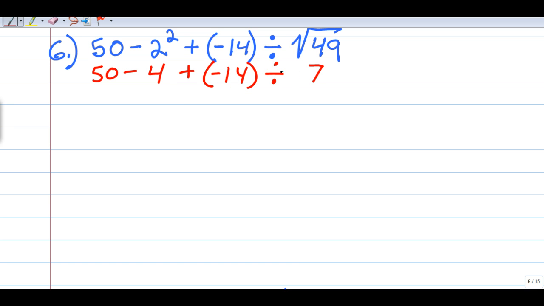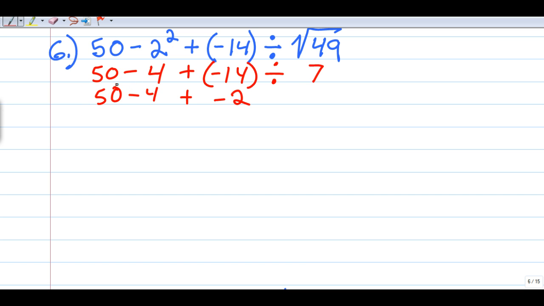We're now ready to move on to step number 3. Step number 3 says to take care of any multiplication division from left to right. As we read left to right, the first one we see is negative 14 divided by 7. This equals negative 2. We'll carry down again anything else that we have not yet used.